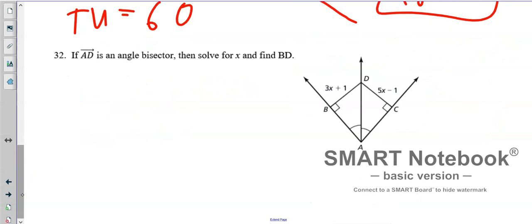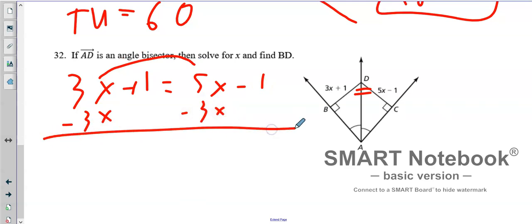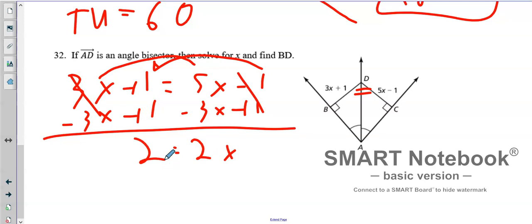All right, same kind of idea here. Those are literally equal to each other. It's the same idea as the previous one where I extended the lines. So 3x plus 1 equals 5x minus 1. Again, I'm going to subtract 3x. I'll show the work this time. I'm also going to move this over here, so I'm going to add 1 and add 1. Those cancel, those cancel. I end up with 2x equals 2. Divide by 2, x equals 1.